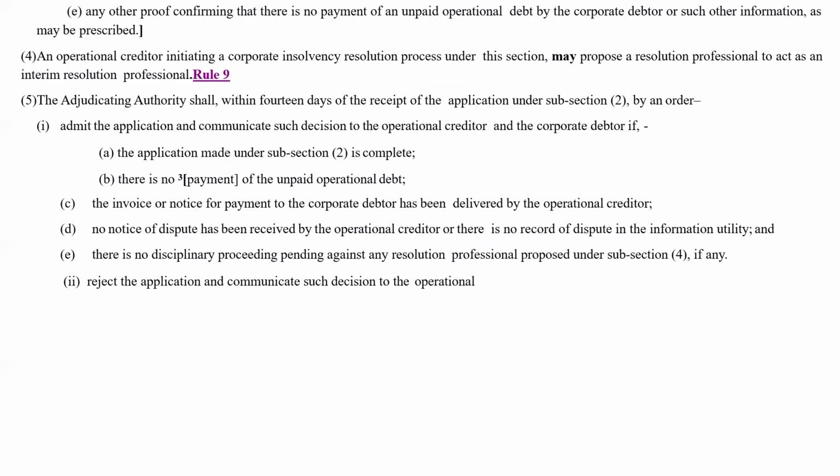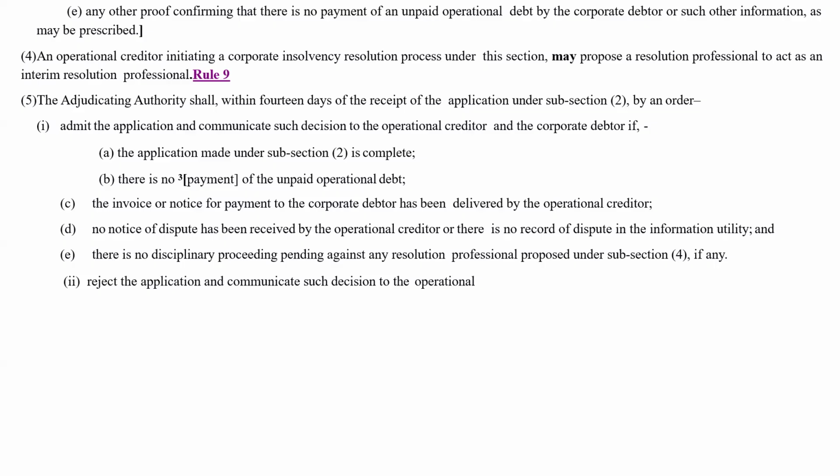The adjudicating authority shall, within 14 days of the receipt of the application under subsection 2, by an order admit the application and communicate such decision to the operational creditor and the corporate debtor, if the application made under subsection 2 is complete, there is no payment of the unpaid operational debt, the invoice or notice for payment of the corporate debt has been delivered by the operational creditor, no notice of dispute has been received by the operational creditor, or there is no record of dispute in the information utility, and there is no disciplinary proceeding pending against any resolution professional.